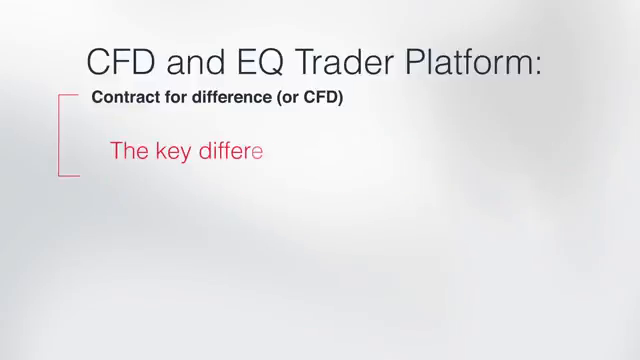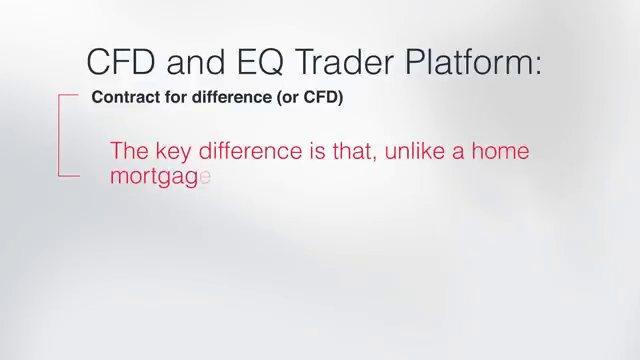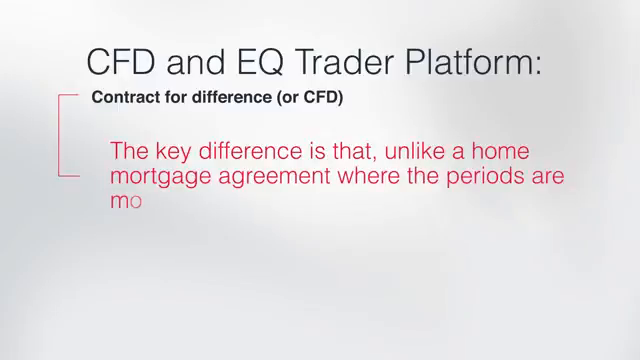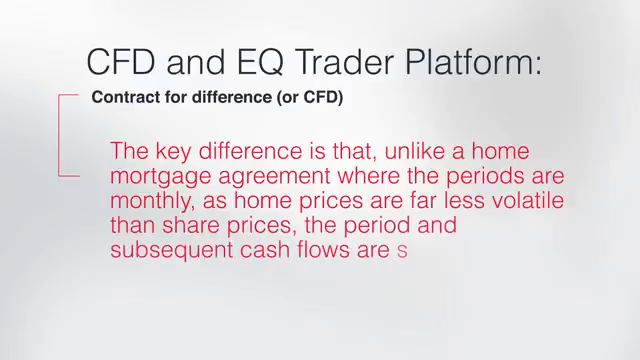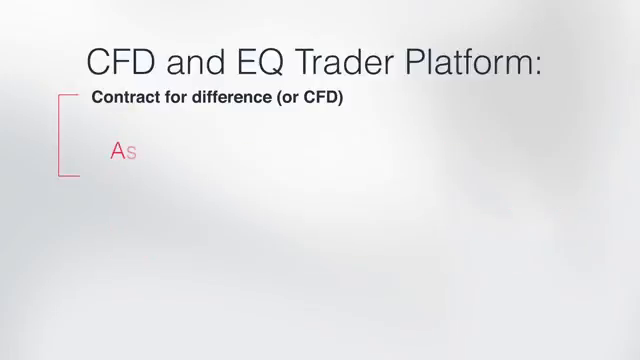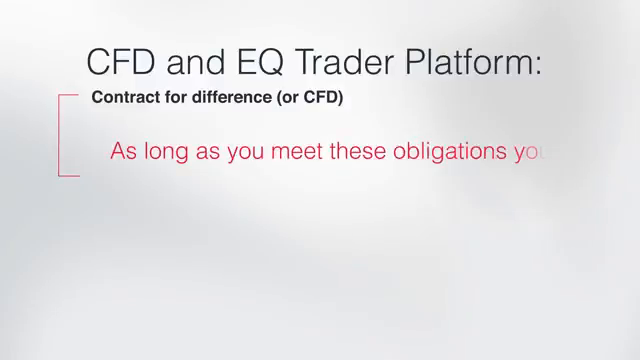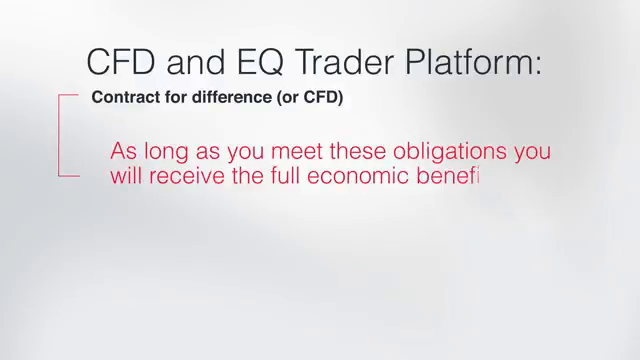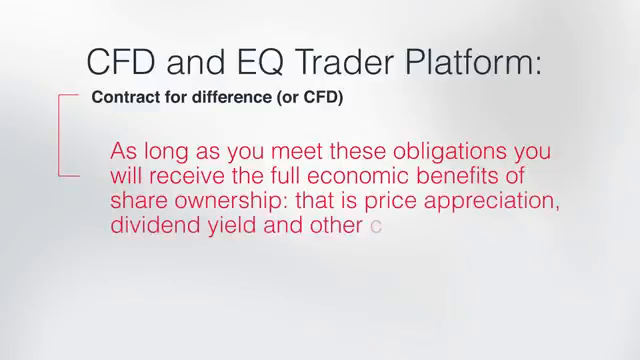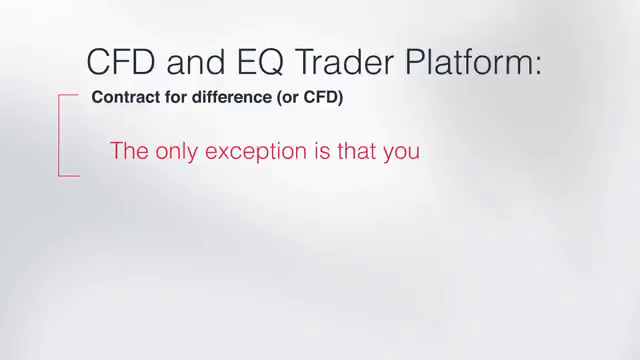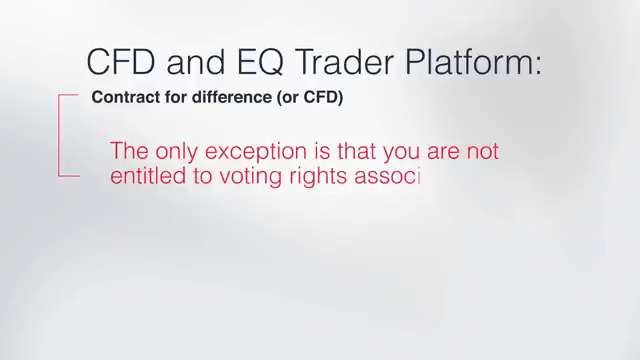The key difference is that, unlike a home mortgage agreement where the periods are monthly, as home prices are far less volatile than share prices, the period and subsequent cash flows are settled daily. As long as you meet these obligations, you will receive the full economic benefits of share ownership, that is, price appreciation, dividend yield, and other corporate action effects. The only exception is that you are not entitled to voting rights associated with share ownership.